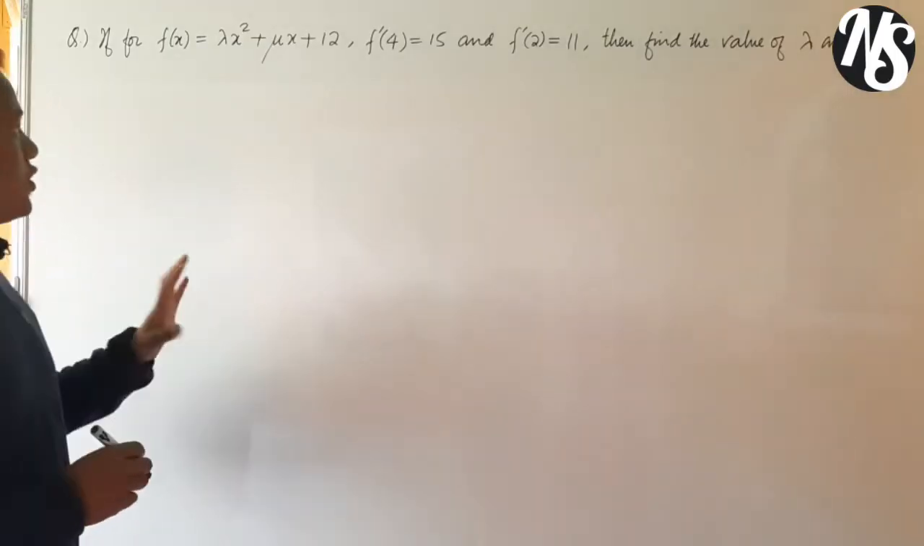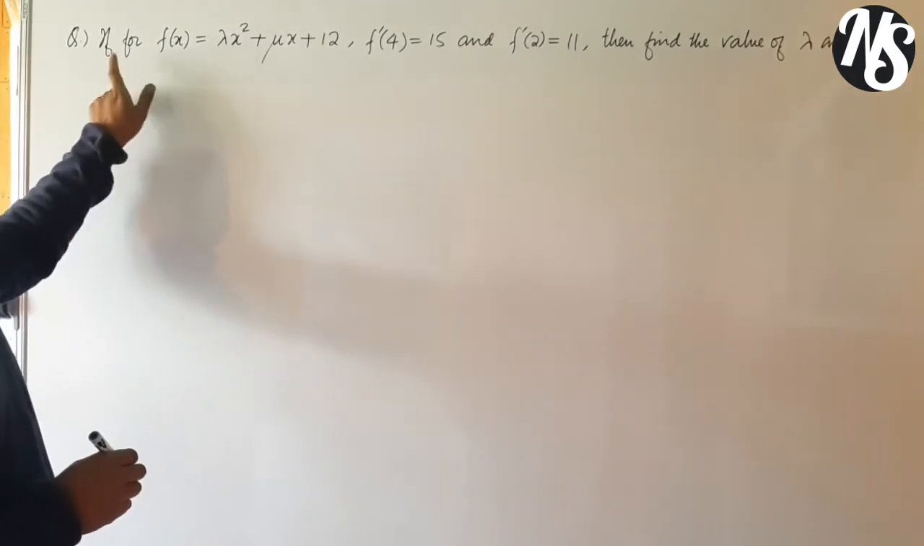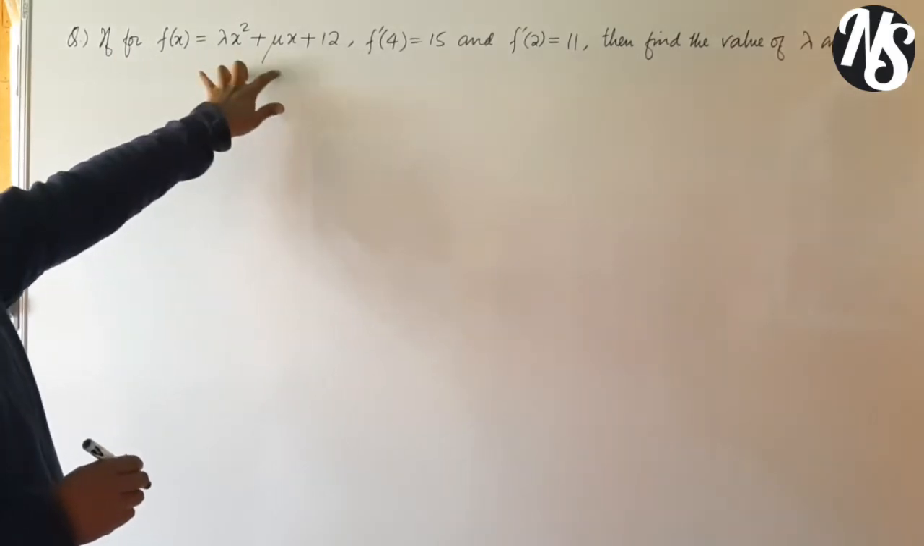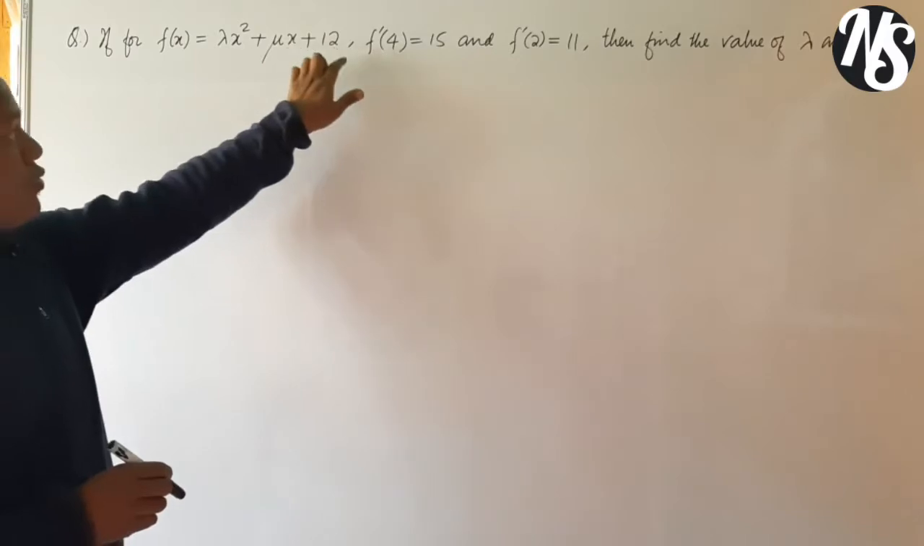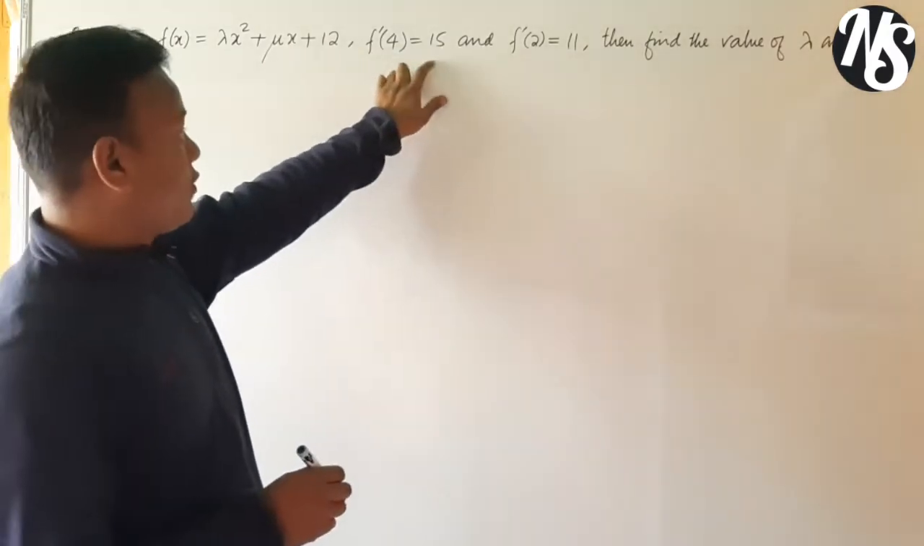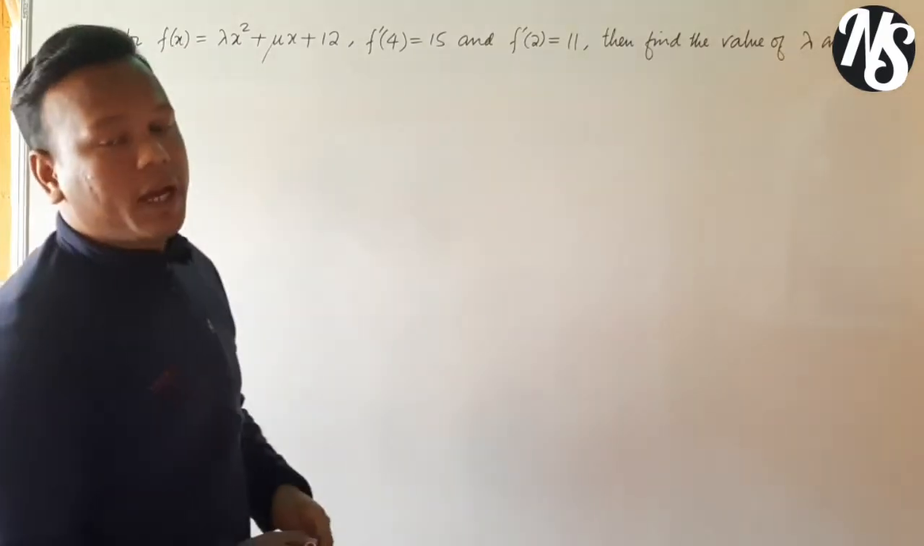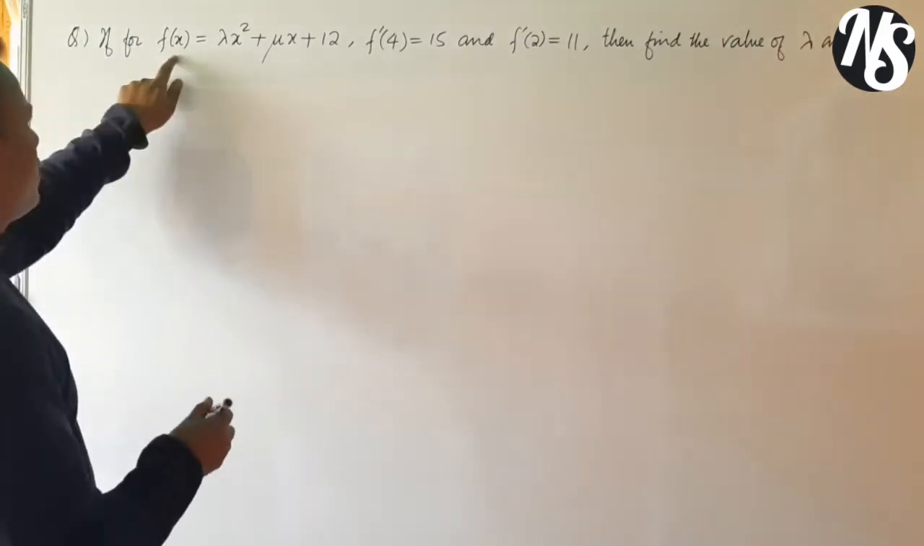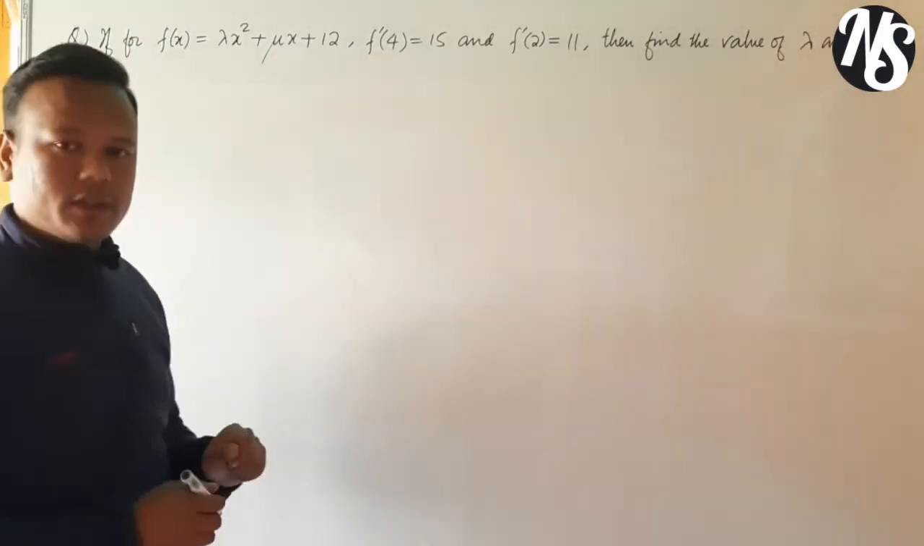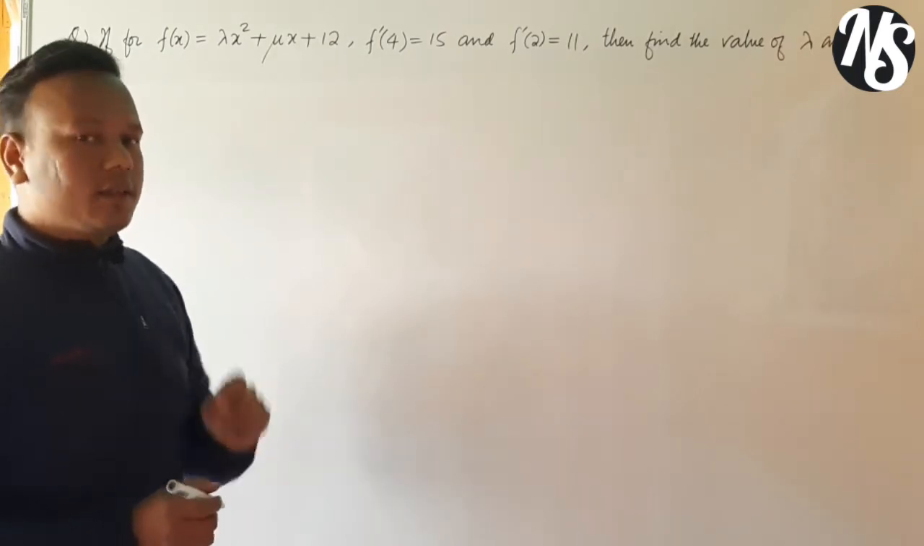So let me take this question now. The question says, if f(x) equals lambda x squared plus mu x plus 12, f dash of 4 is 15 and f dash of 2 is 11, then you are expected to find the values of lambda and mu. Okay, so given is this, and what do you mean by f dash? f dash represents the derivative.